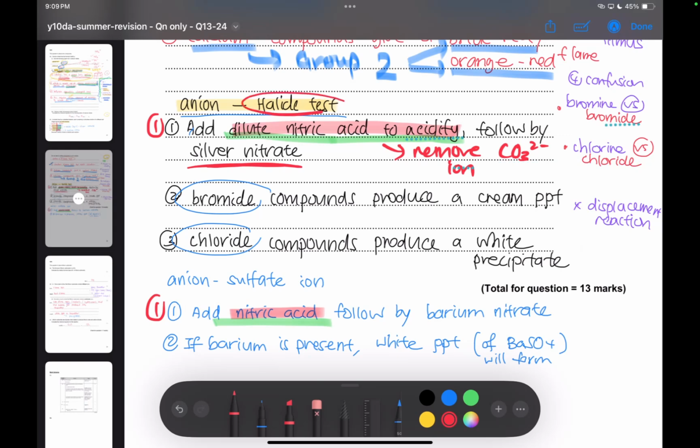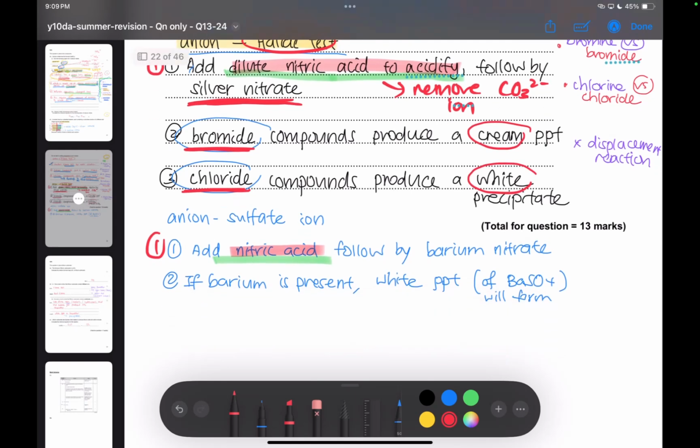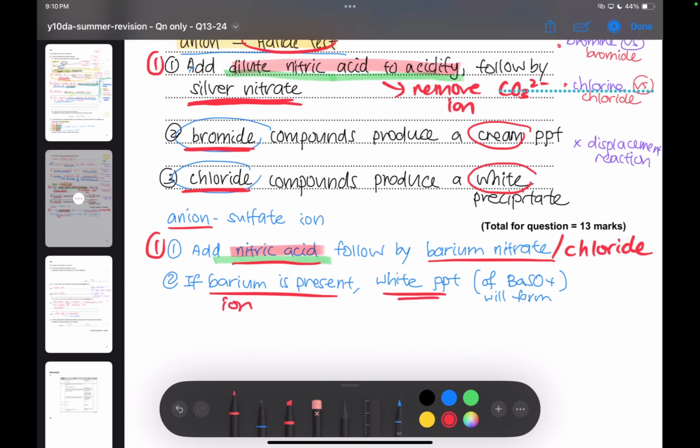So for halide, we want to add silver nitrate. If bromide is present, we get a cream precipitate. If chloride is present, we get a white precipitate. So that is 2 more marks added. And finally, for the sulfate ion, we always need to acidify first. Nitric acid won't fail. It's a very suitable acid to use because all nitrate salts are soluble. This is followed by barium nitrate or barium chloride, both are fine in IGCSE. And if the barium ion is present, then we'll get a white precipitate. So this is how we get our 6 marks.